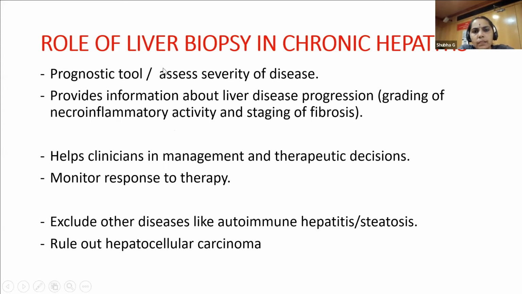It helps to assess the severity of the disease. It provides information about liver disease progression by the grading of necroinflammatory activity and staging of fibrosis. It helps clinicians in management and therapeutic decisions. It helps to monitor response to therapy. Also helps in excluding other diseases like autoimmune hepatitis or steatosis. And of course, as we just heard, it helps to rule out hepatocellular carcinoma.